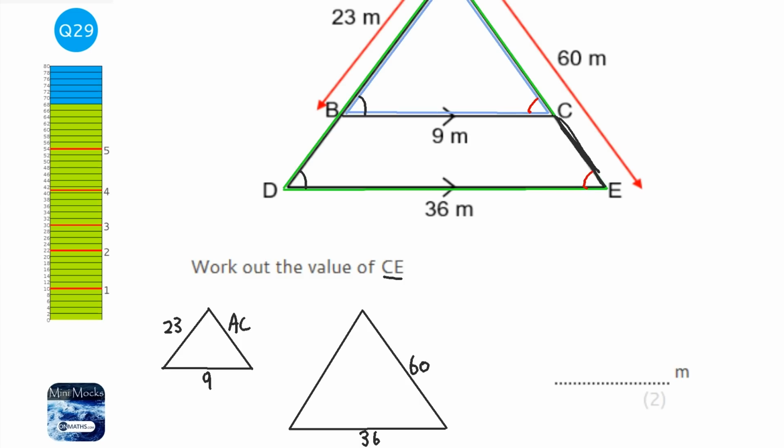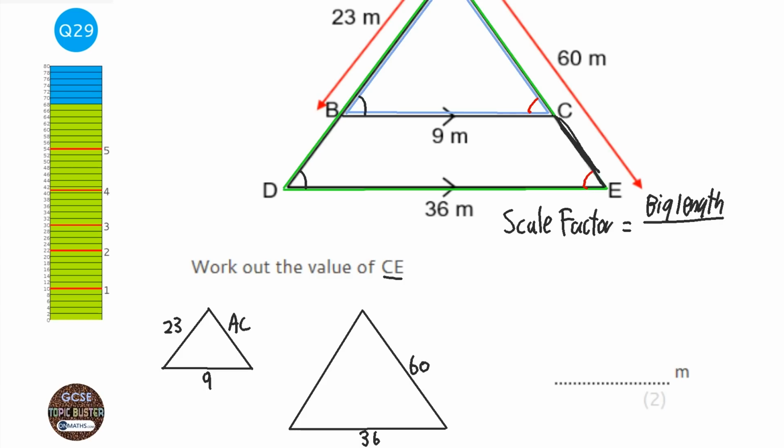Okay, to do that, I need to work out what the scale factor is. And the scale factor, all you need is a length on both of the triangles, which is corresponding, which means it's the same position, but on the two different triangles. I say the same, it's not going to be the same length, but the same position on both triangles. So big length over small length.